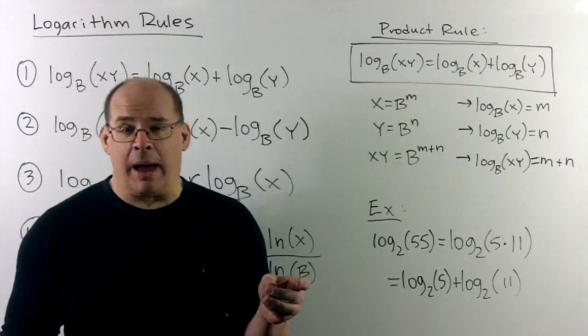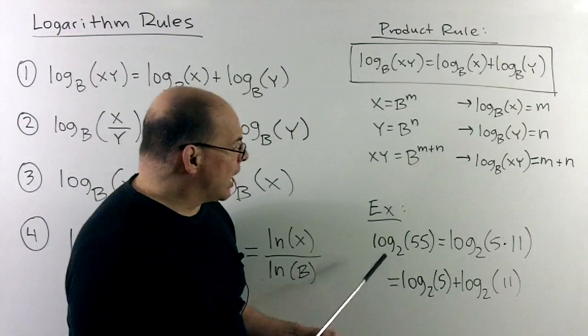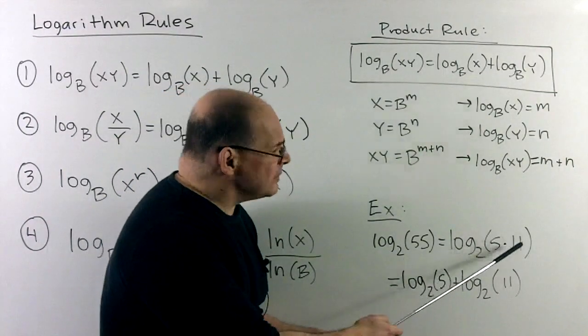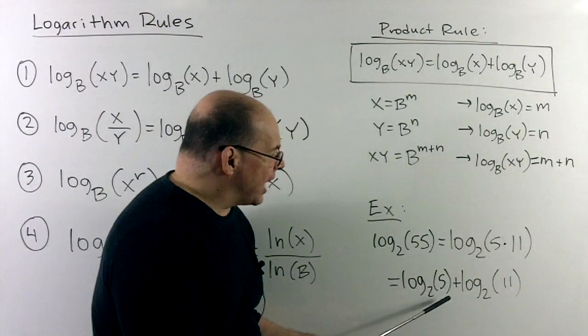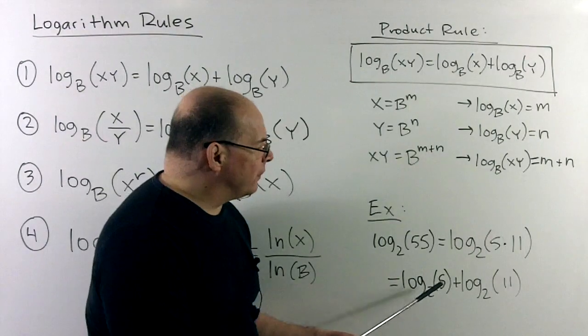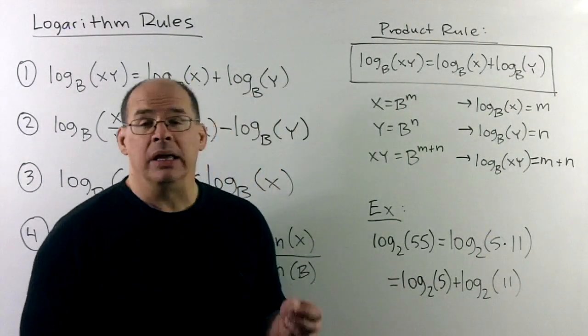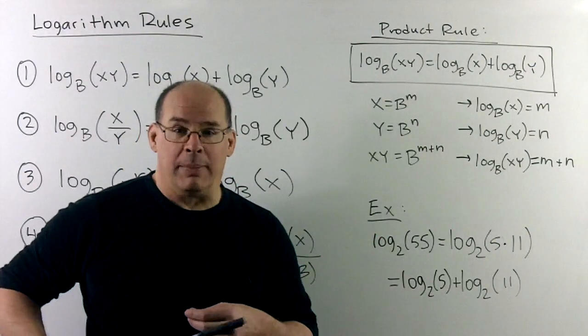For a simple example, not a lot of numerical work, just symbol pushing. Let's try log the base 2 of 55. Now 55 is 5 times 11. We're multiplying on the inside, so I'll add on the outside, which will give log the base 2 of 5 plus log the base 2 of 11. If we want to go further numerically, I would need my 4th rule in my list over here.